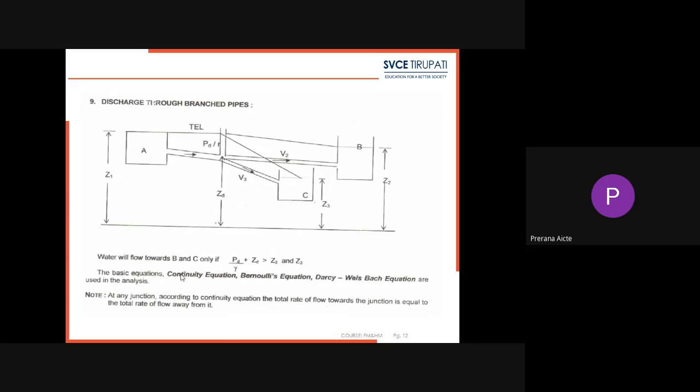Then discharge through the branched pipes. Usually the discharge through the branched pipes is possible if the datum ZD is greater than Z2 and Z3. If these two datums are less than ZD, then only this is possible.